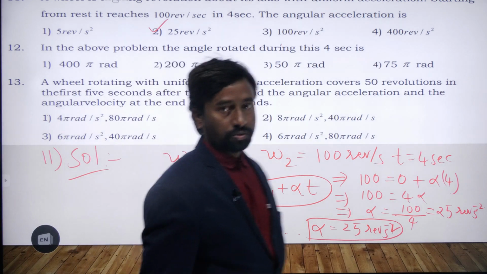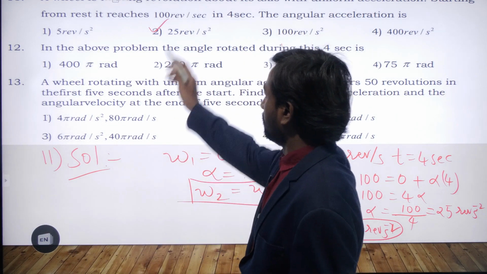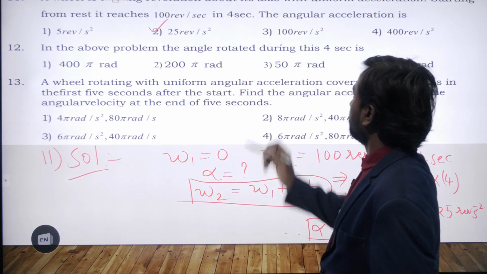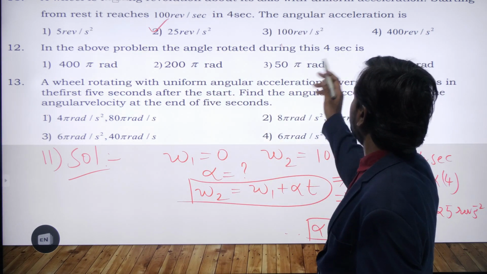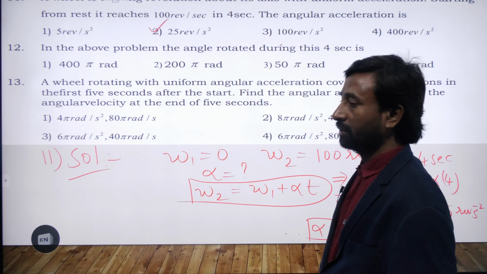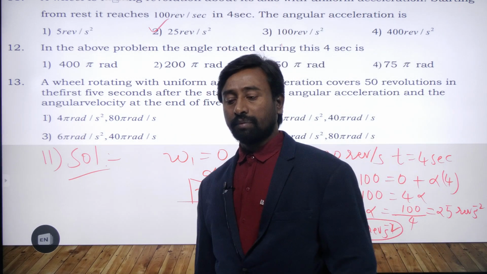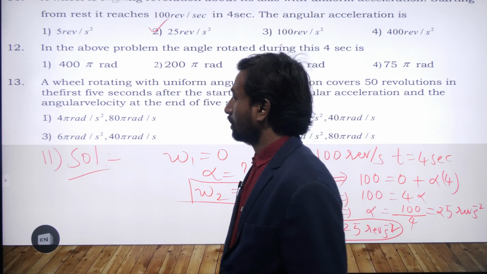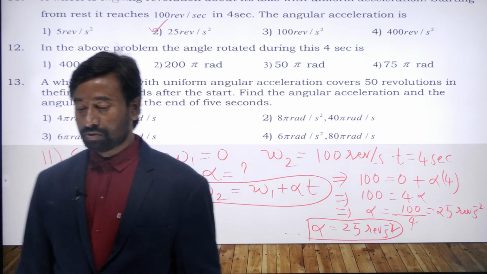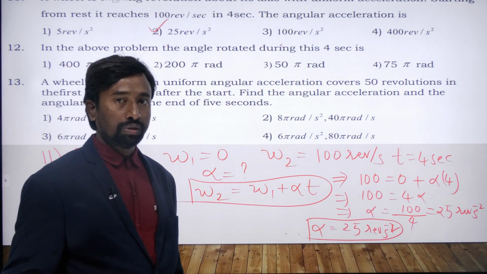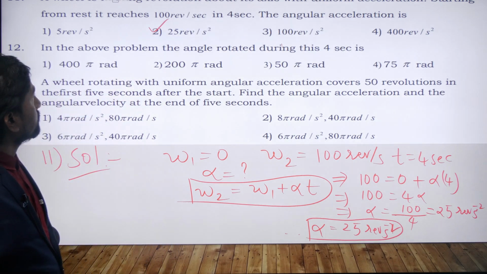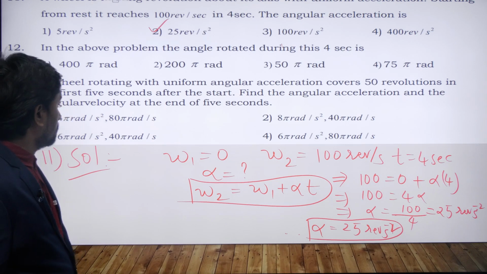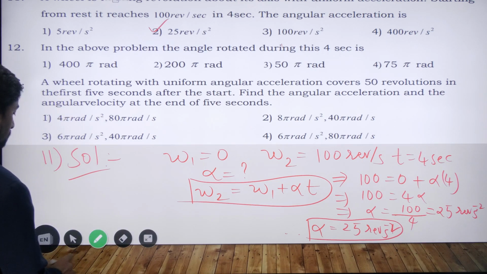The second question is asking from the same data only. In the above problem, the angle rotated during these 4 seconds. In this problem we should find the angle rotated, that is, angular position. For that, which formula do we have to use? The second equation of angular kinematics. We will see that now.